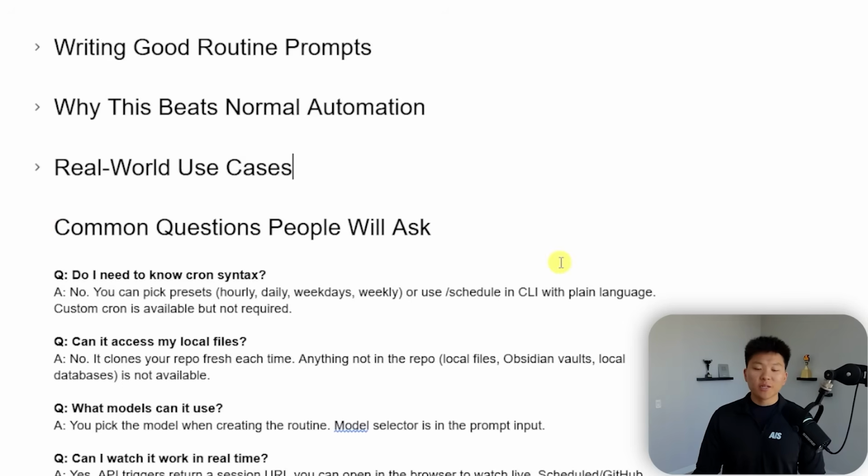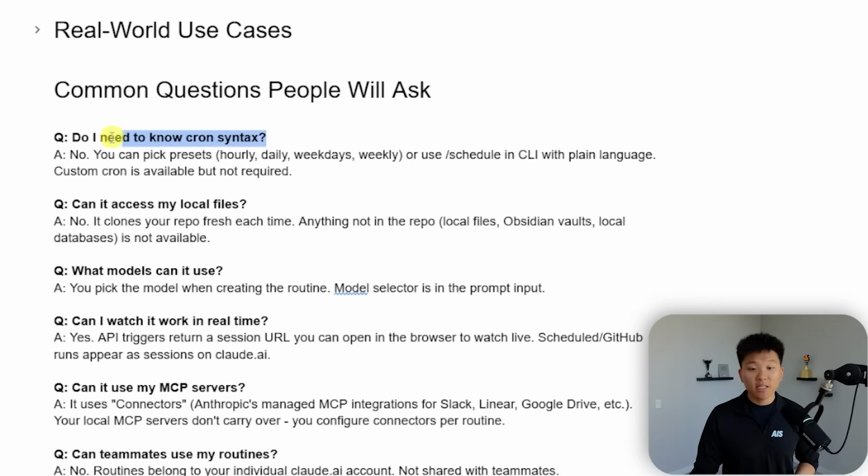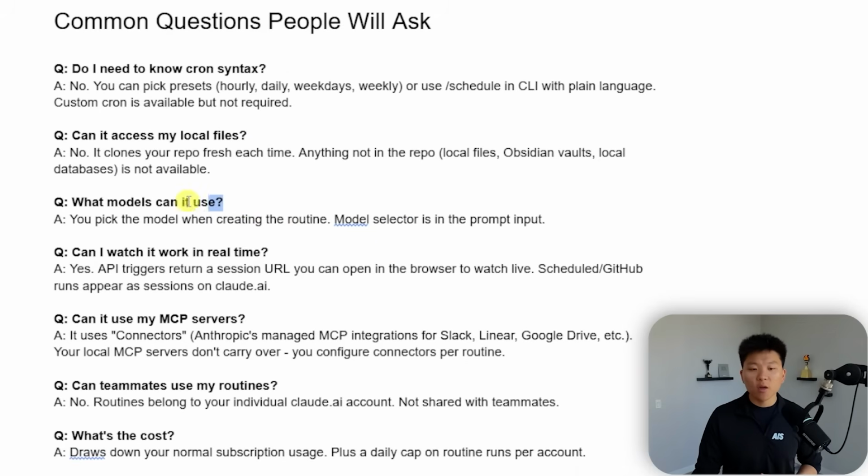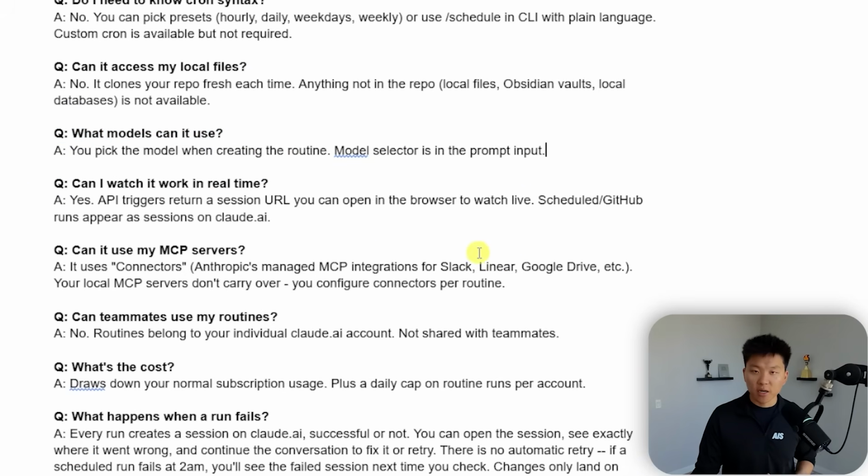And real quick, let's speed run through these common questions. Do I need to know cron syntax? Nope. You can just schedule it in natural language, super easy. Can it access my local files? Nope. It only gets what's in your GitHub repo or your APIs. What model does it use? You can choose any of the models as you guys saw. Can you watch it work in real time? Yes, you can hit run now, and then you can obviously watch it go right there, same way you would in Claude. You can even talk to it after it's done or interrupt it and then continue going.